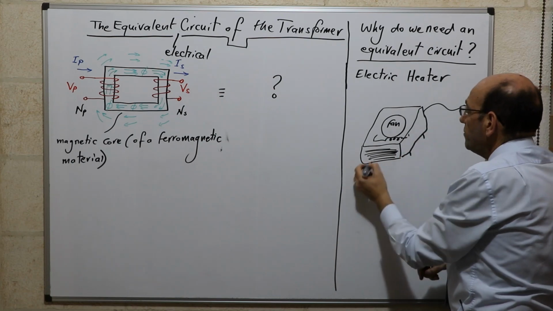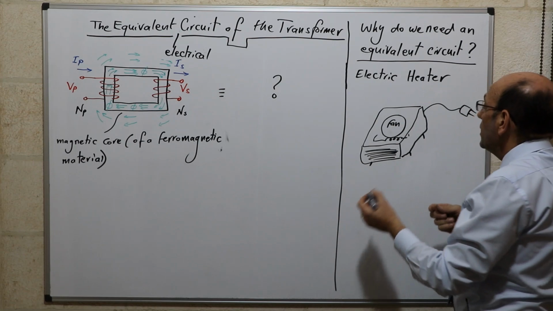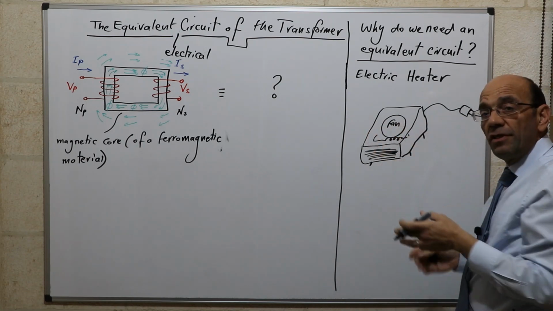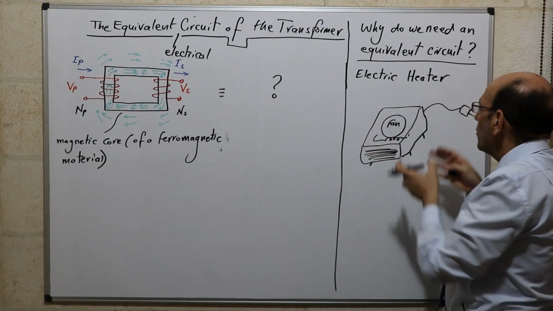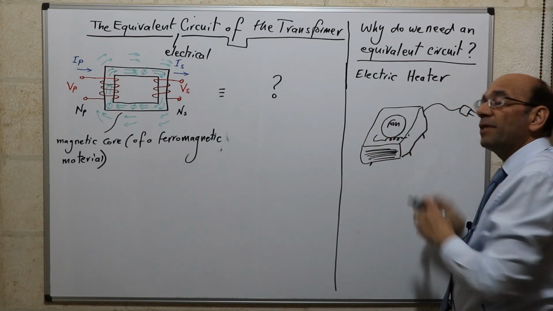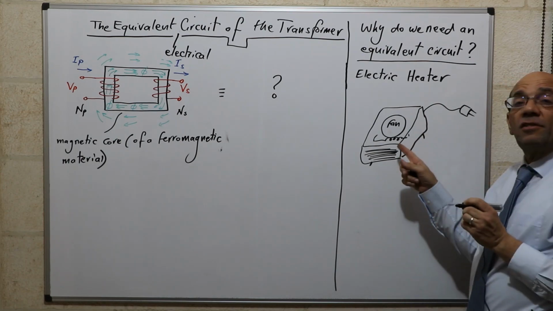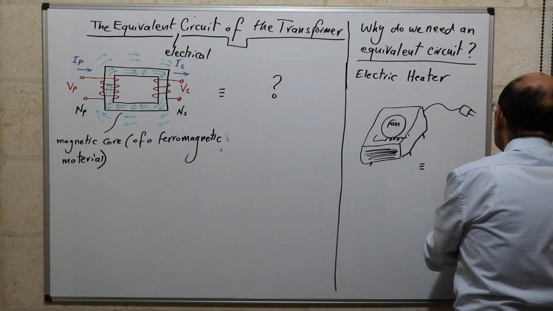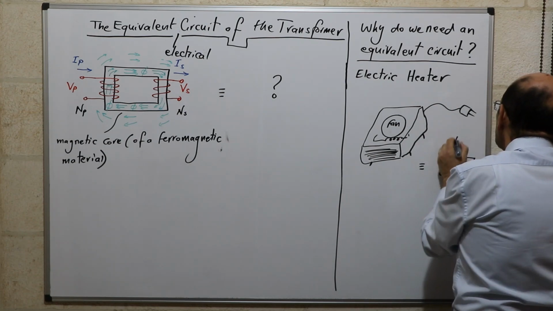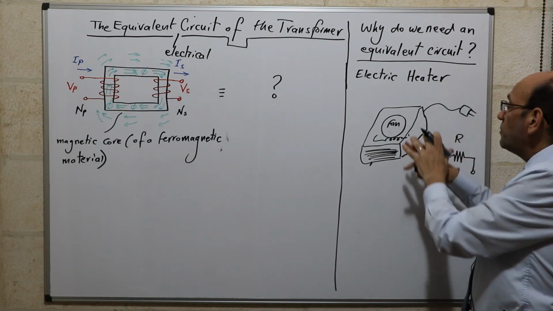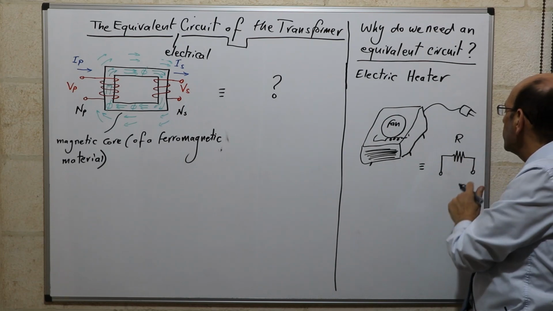And we would ask the question, why do we need an equivalent model of an electric heater? We're not interested in the shape of the heater. We're not interested in the color of the heater. The only thing we are interested in is how it behaves electrically. So we would say that the equivalent electrical circuit model of an electric heater is simply a resistor. We've abstracted everything about the electric heater into just the equivalent circuit model.